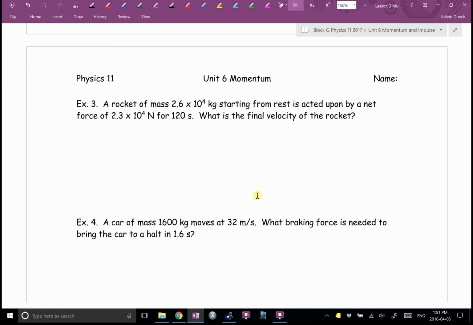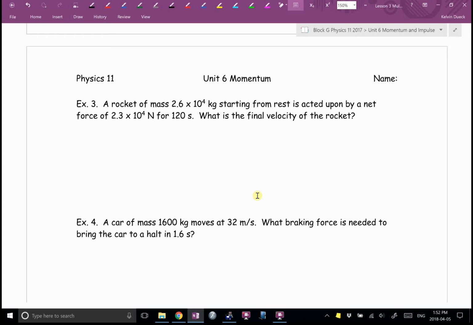Evan, what's example 3 want me to find? Final velocity of the rocket. V final. Okay. I see a mass. Yes. I see a force. I see a time. It would be cool if there was an equation that had mass and force and time and V final in it. There is one. I have to do a little thinking to derive it, though.